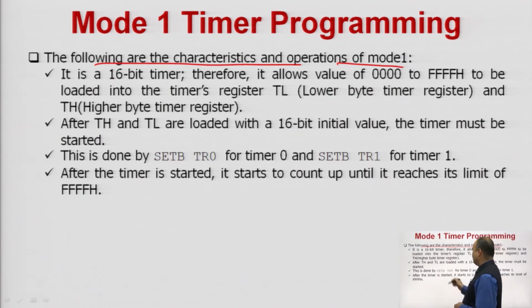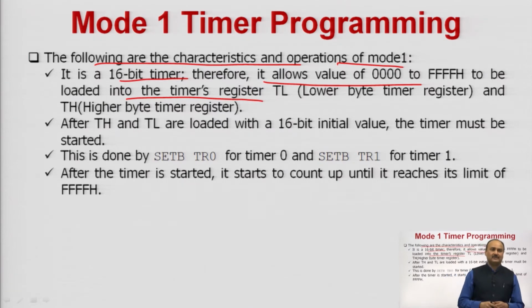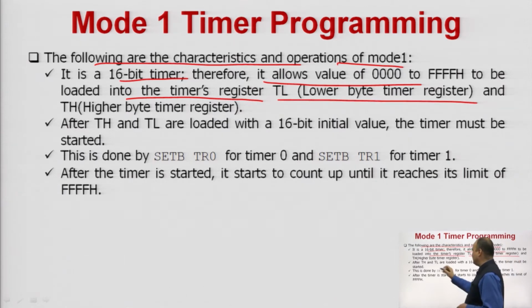The first point is that it is a 16-bit timer, therefore it allows a value of 0000H to FFFFH to be loaded into the timer register. In the 8051 microcontroller we have a 16-bit timer, and this timer can be split into two 8-bit registers, that is TL, the low byte timer register, and TH, the high byte timer register.